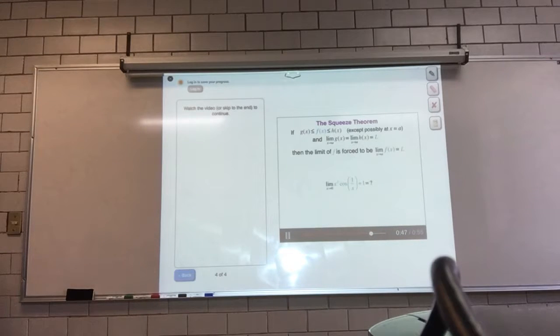Why don't you give squeezing one last try before we finish? What's the limit as x approaches 0 of x squared times the cosine of 1 over x plus 1?